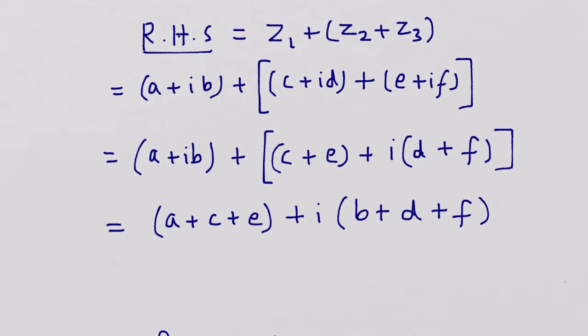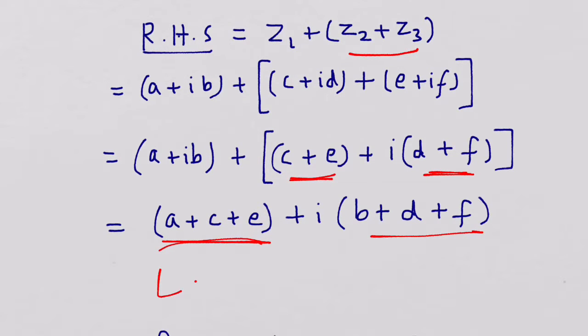And now we work with the right hand side, in which we associate Z2 and Z3. When we associate Z2 and Z3, we add the real part and the imaginary part, and together we add all the real parts and all the imaginary parts, and we get the same result, that is LHS is equal to RHS. And this way we can say the associativity law is confirmed.